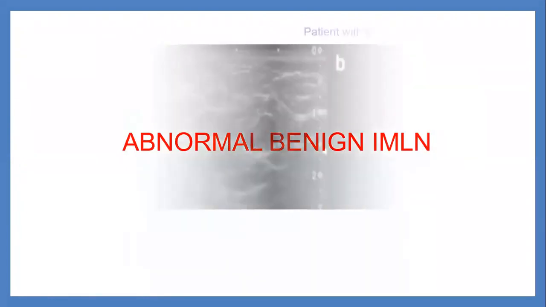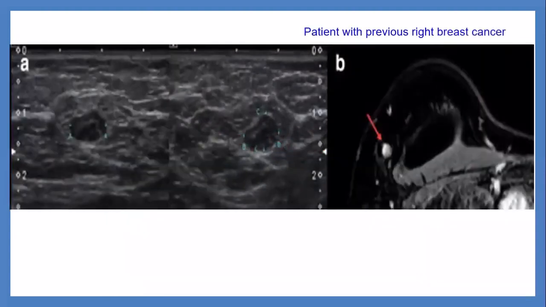Abnormal benign intramammary lymph nodes. This patient has previous right breast cancer. This is her MRI. What does it demonstrate? Can you describe this lesion? And this is the ultrasound of the same lesion.